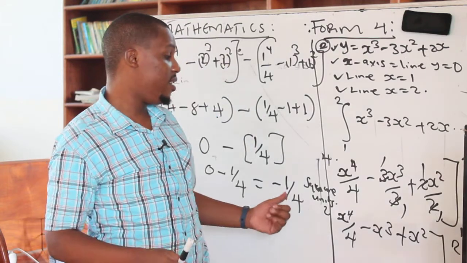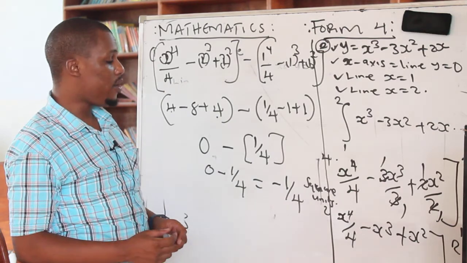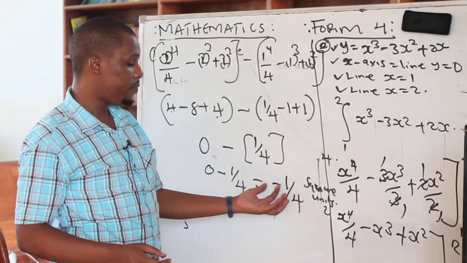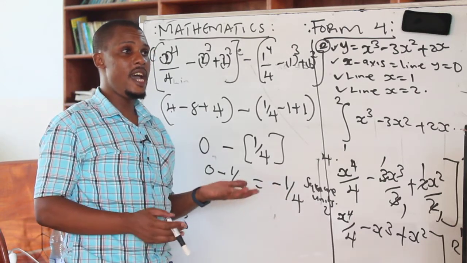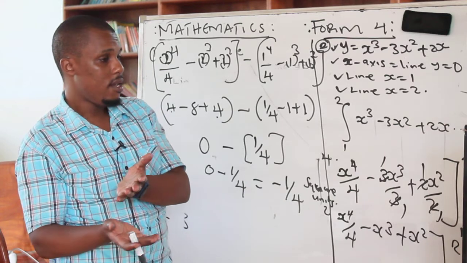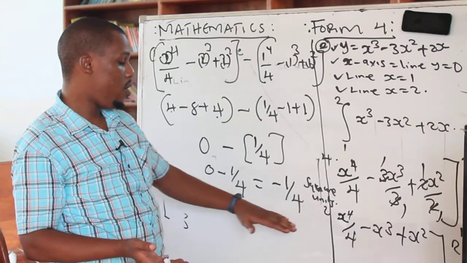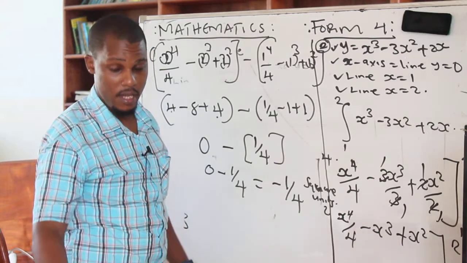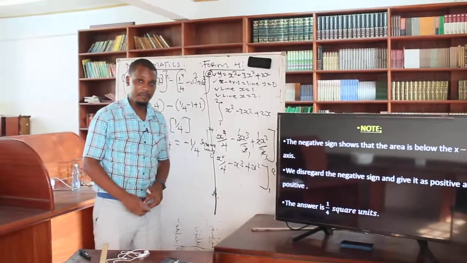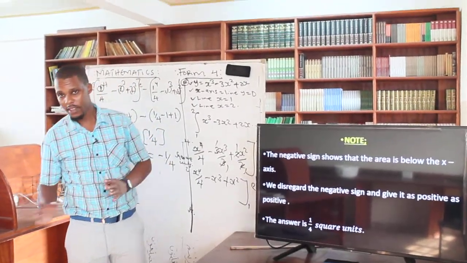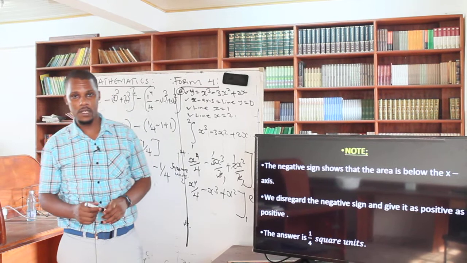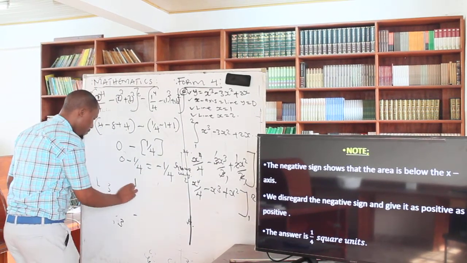So in this case, this negative is indicating something, but you need to ignore it. And why are you going to ignore it? Because the area cannot take a negative value. The only meaning of this negative is that the area under the curve that we are trying to find is below the x-axis, meaning it is on the negative side of the y-axis. That is the only information the negative sign is telling us. So we ignore the negative sign and give it as a positive. So the answer is supposed to be 1 over 4 square unit.